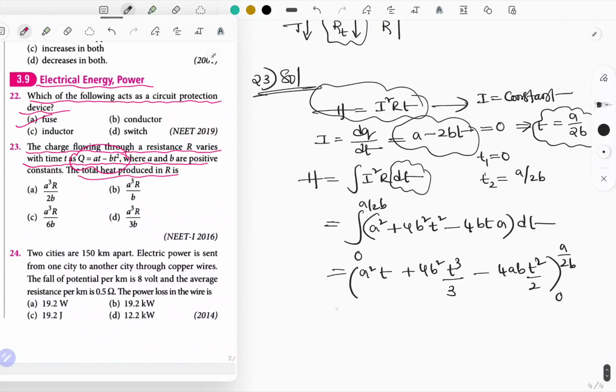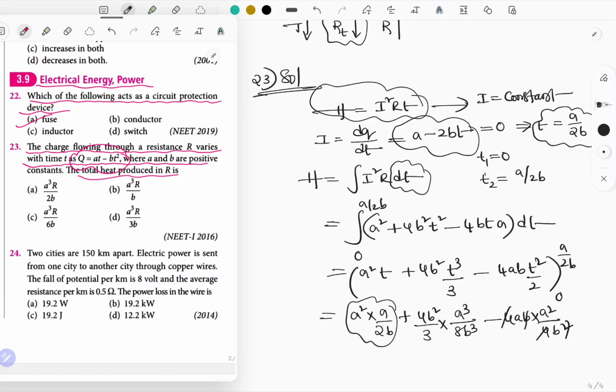Let me substitute these two limits here. A square into t, which is a by 2b, plus 4b square by 3 into t cube, which is a cube by 8b cube, minus 4ab into t square, which is a square by 4b square. So 4 will get cancelled. Then b will get cancelled. So here we go. A cube by 2b minus a cube by b. We can replace it as.